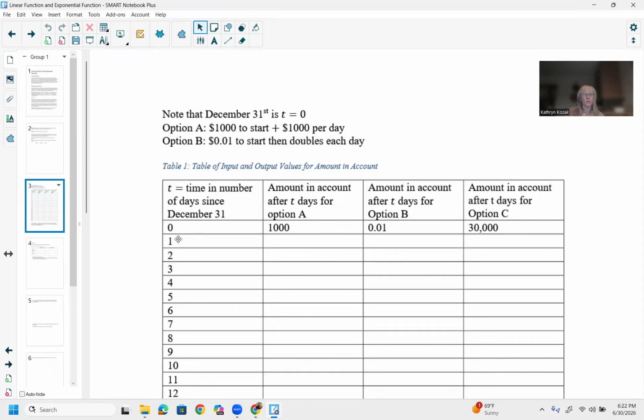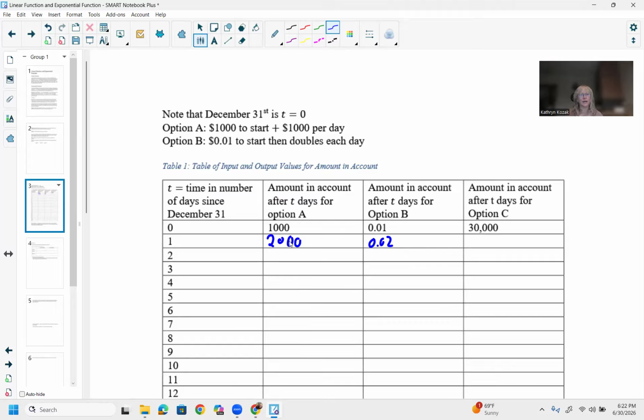After 1 month, option A, you're now going to have another $1,000 deposited, which means you're now going to have $2,000 in that account. So this is looking pretty good. $2,000 is in that account right now. For option B, you had 1 penny. You're now going to double that and get 2 pennies. Again, option C, nothing's changing.